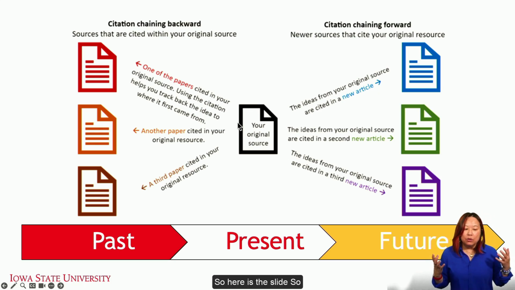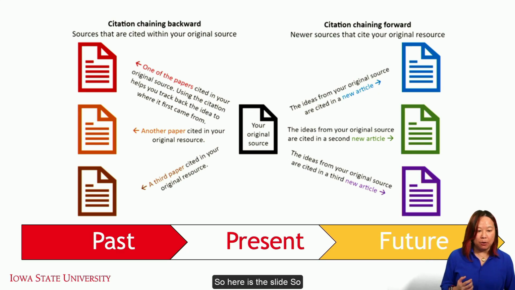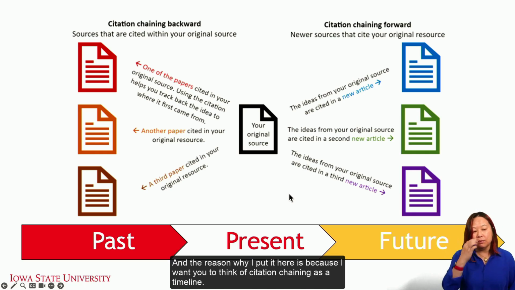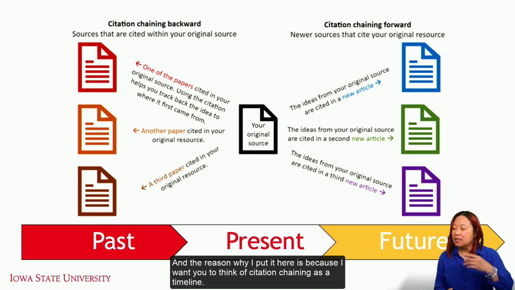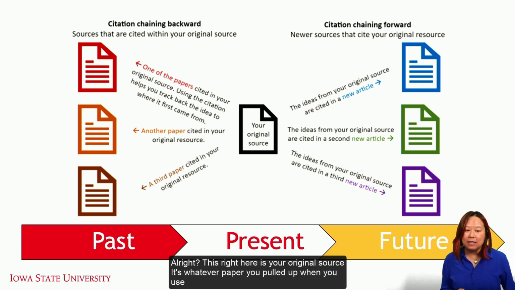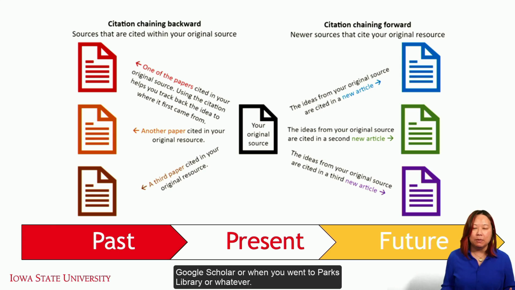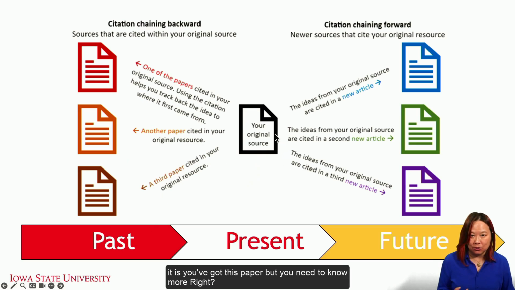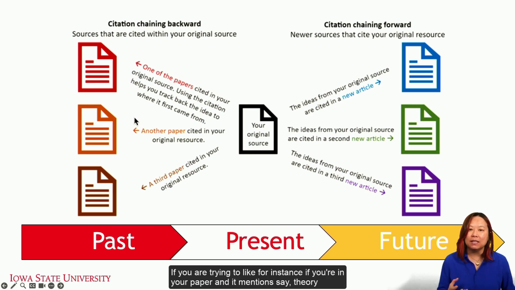Now, the way I think of it is you've got this paper, but you need to know more, right? If you are, for instance, in your paper and it mentions, say, a theory, and it just mentions it and cites it in the references, and you want to know more about that theory because you think it could possibly be used for your own work, then what you're doing is you're looking at the past. You're looking at what papers this paper used in order to build its argument.